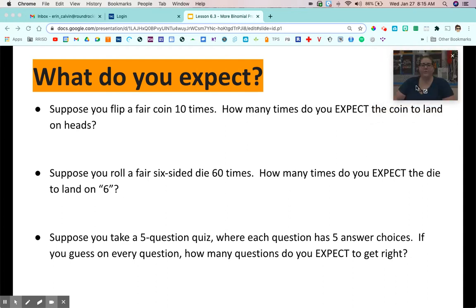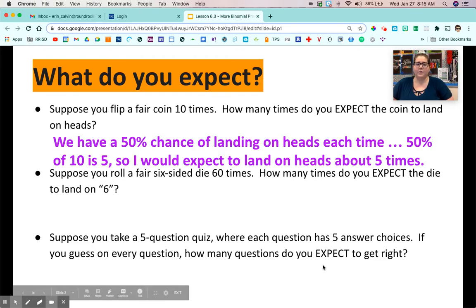Suppose you flip a fair coin 10 times. How many times do you expect the coin to land on heads? Well, since we have a 50% chance of landing on heads each time, 50% of 10 flips is 5. So I would expect to land on heads about 5 times. Obviously, we don't expect it to be perfect, but that would be our general expectation.